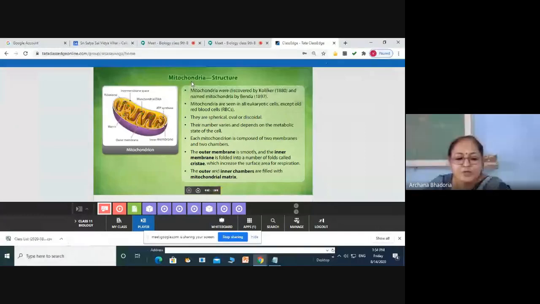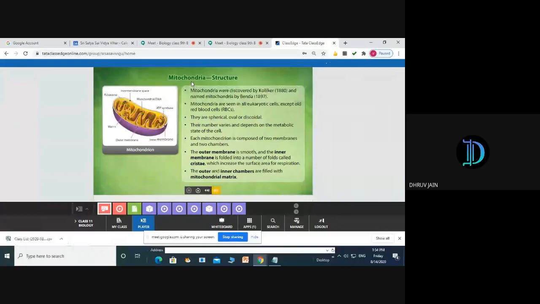How many students know the function of mitochondria? Can you tell? What is the function of mitochondria? Yes, energy synthesis. Correct. The production of energy takes place in the mitochondria. So why is energy produced in the mitochondria? What process goes on there?